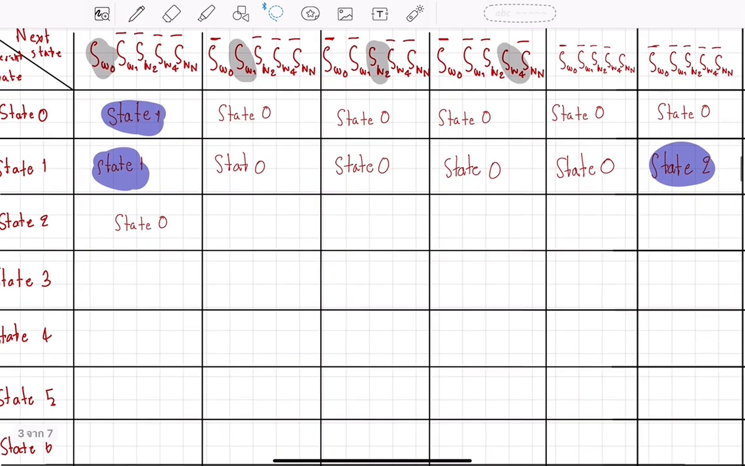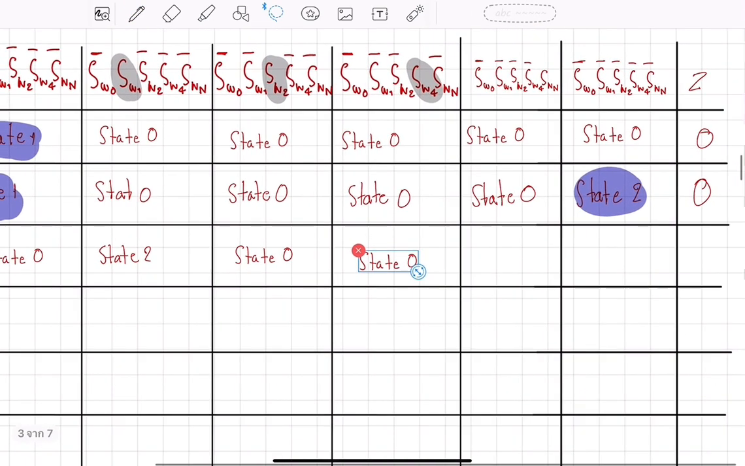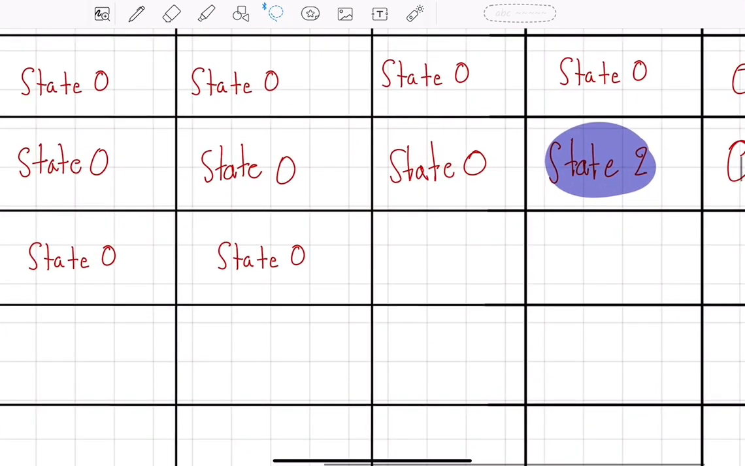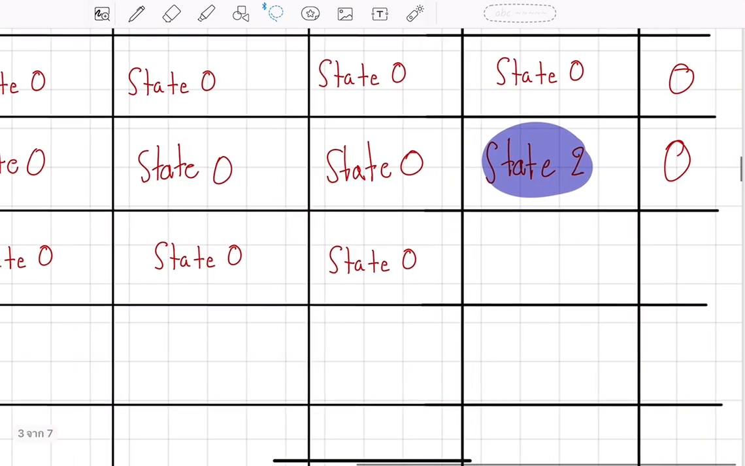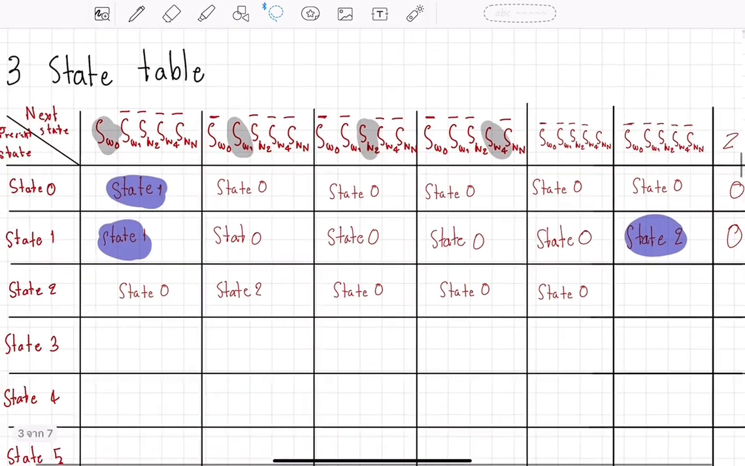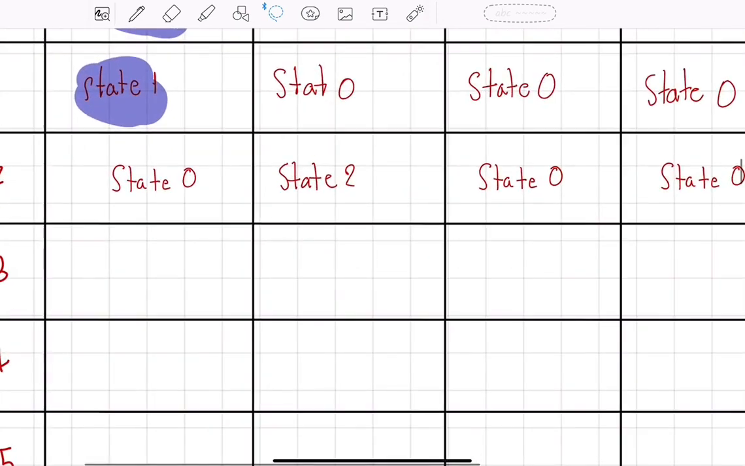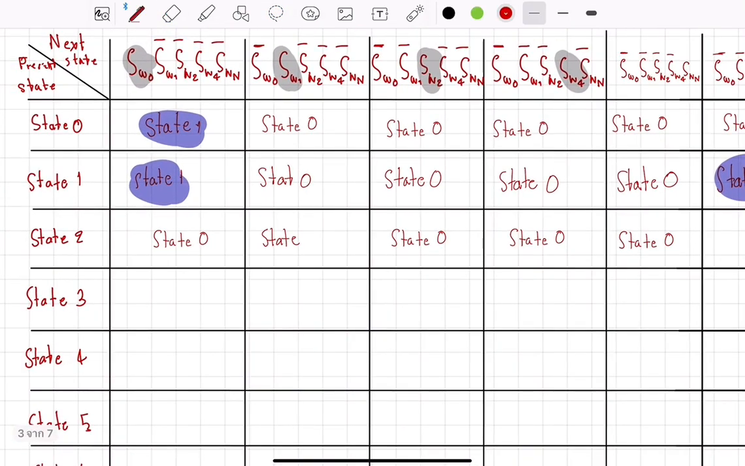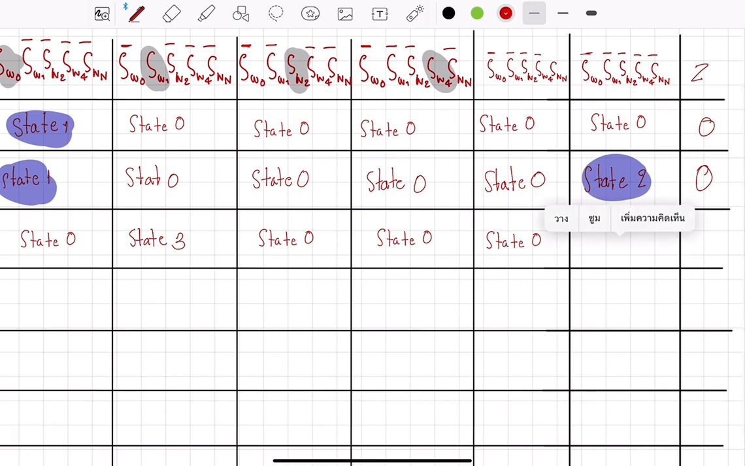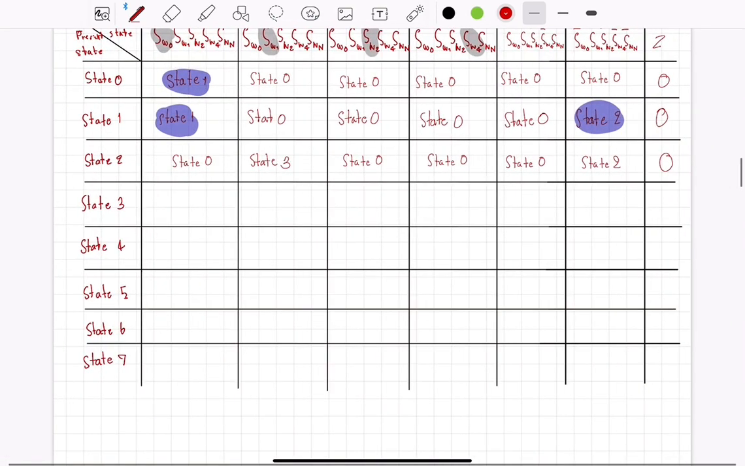State 0. I put switch 1, I live in state 2. When I put switch 2, I go to state 2. When I put switch 4 or switch N, I go to state 0. It means I don't push any switch. Sorry, if I put switch 1, it goes to state 3. If I don't push any switch, it's working again in state 2.